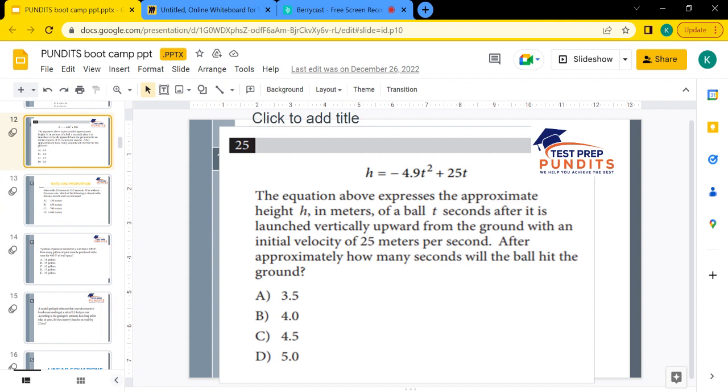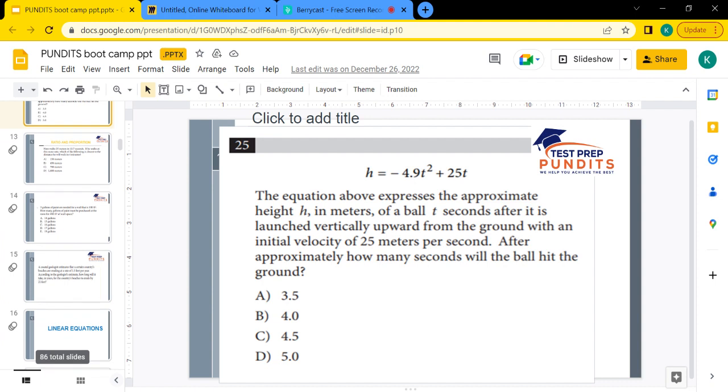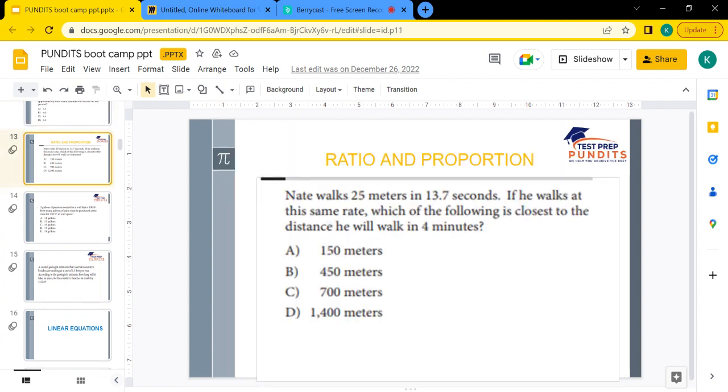That is the end of the plugin methods series, and next we're going to be moving on to ratios and proportions. I'll see you in the next video.